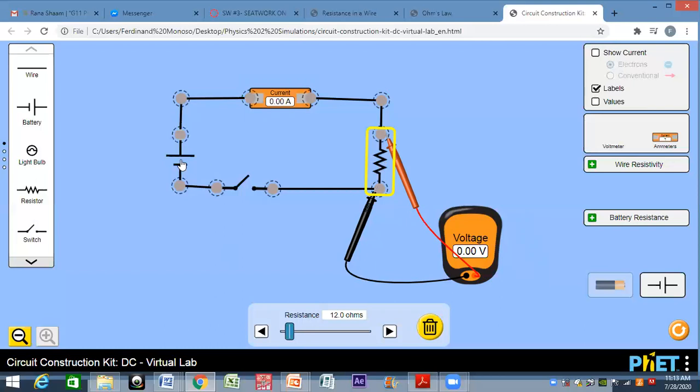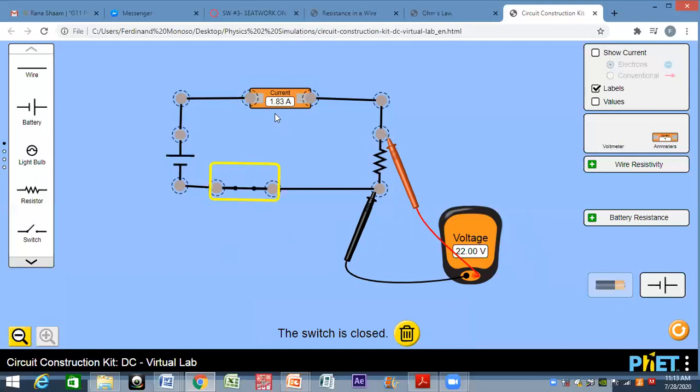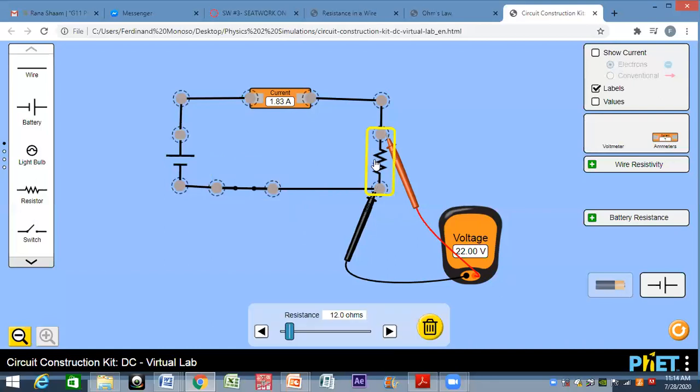Our battery is 22 volts. How much is our current and voltage? So let's switch on. Kindly record the value of our current. So our current now is 1.83 amperes. Our voltage is 22. Okay, so that's for our first value of resistance. Again, resistance 1 is 12 ohms.